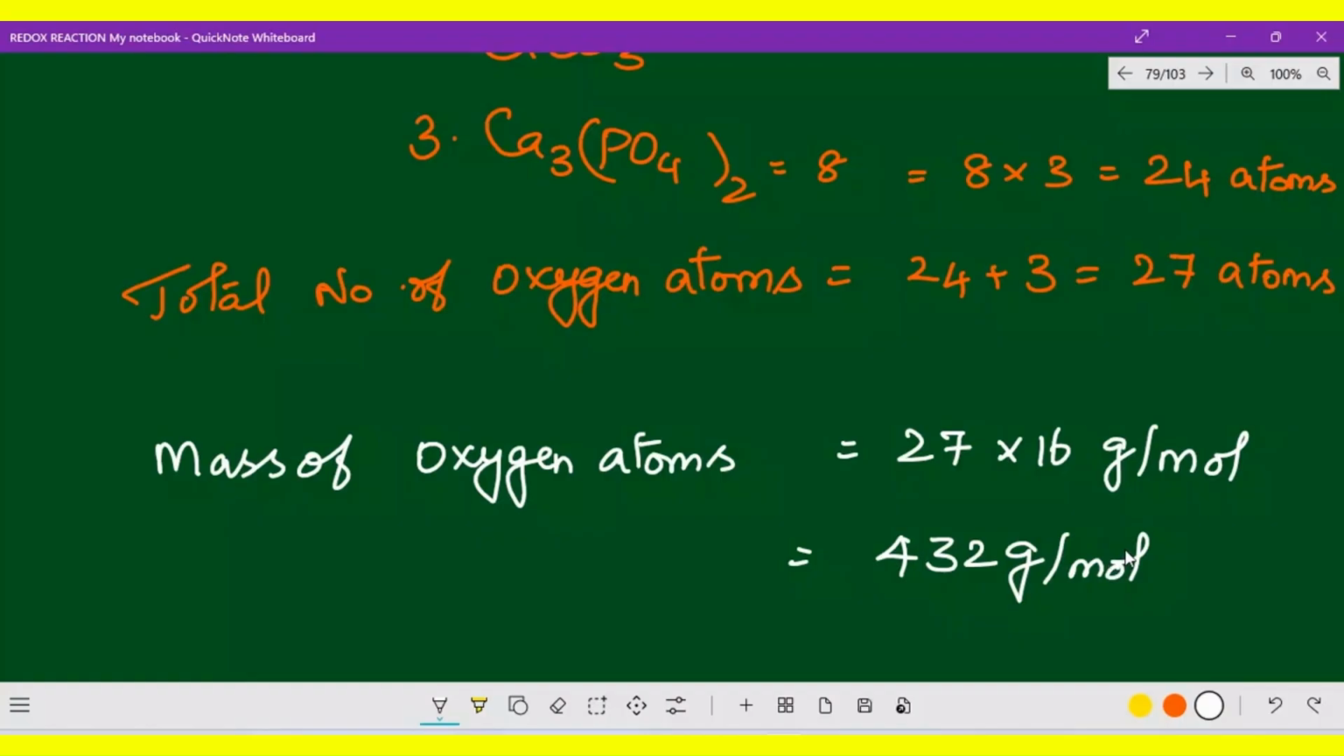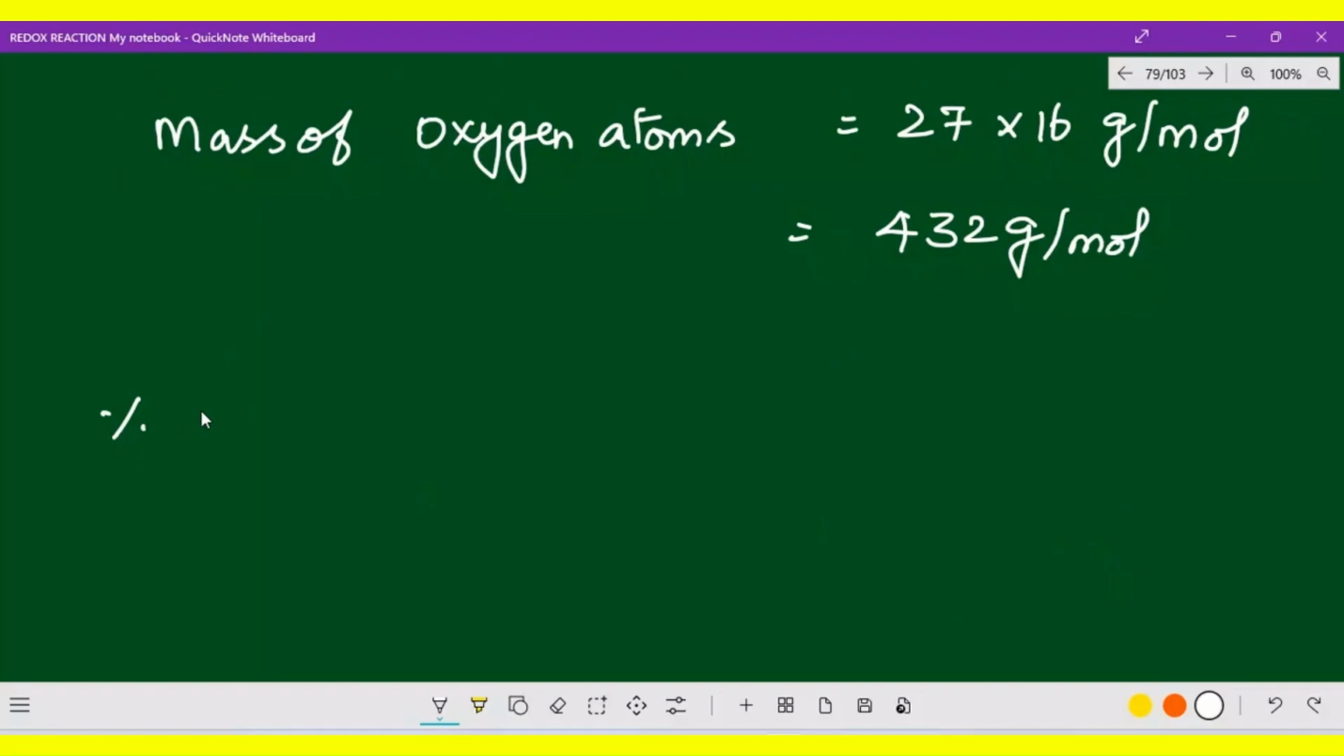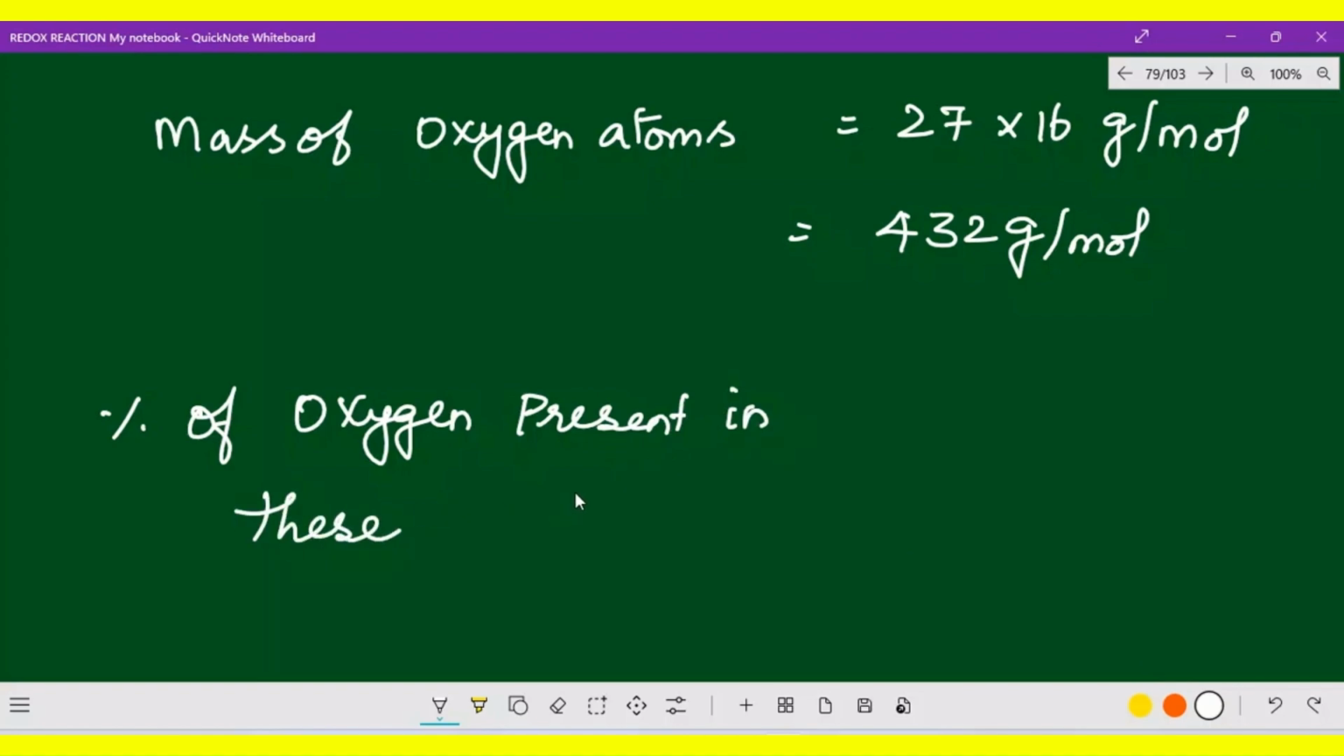Got it? Now you have to identify the percentage of oxygen. I hope you got that idea. Now the percentage of oxygen present in these two compounds. What are those two compounds? Calcium carbonate and calcium phosphate, that is 3 units of calcium phosphate. I already mentioned the compounds, just check it.